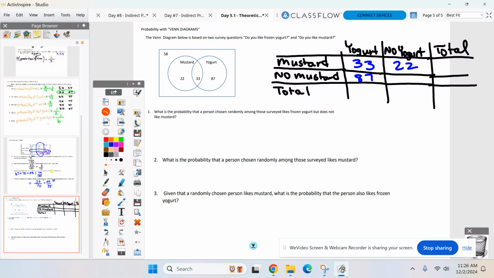All right, now let's get to Will's question. What's the deal with the 58? Neither. You don't like either of them. So where's that going to go? No mustard, no yogurt. 58. What about the rest? That's on you. Fill it out now. I can't fill out anything for you. You got to fill out the rest.